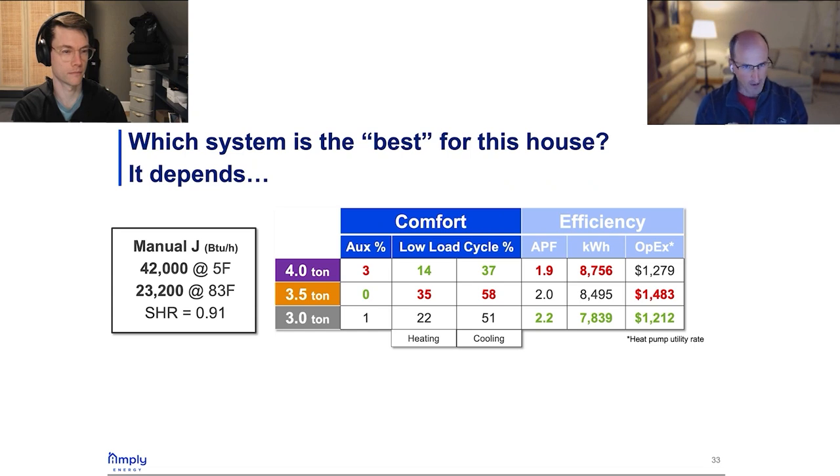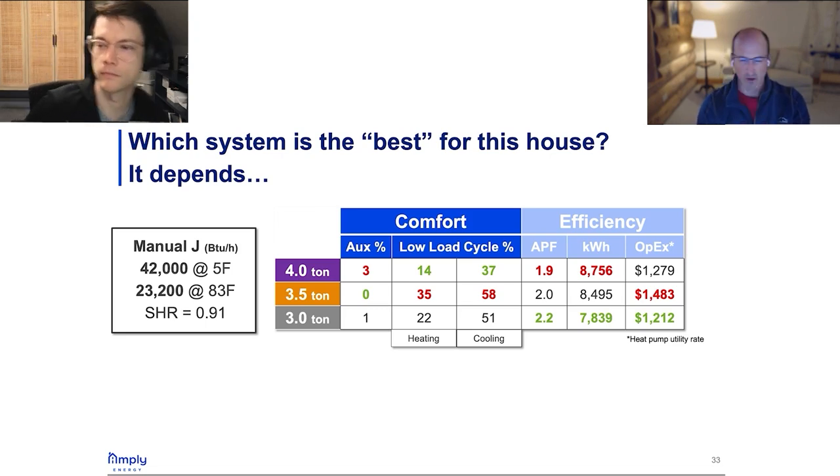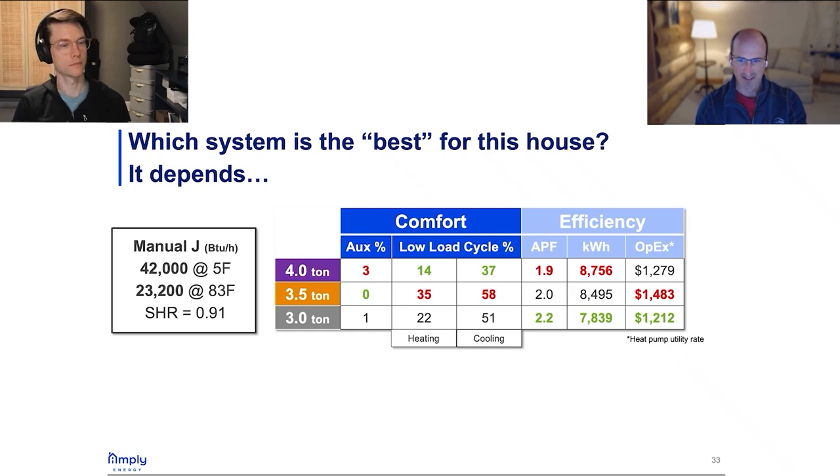But now we're looking at how many hours a year, what percent of the heating season are we going to need auxiliary heat? How much time do we spend low load cycling? And then we also have these energy efficiency numbers. So we've calculated the kilowatt hours and the total operating expenses for the homeowner for the year. I'm not going to go through all of what we're showing on the screen right now, but it's a nice little table, which is just showing the comparison across all these different trade-offs.